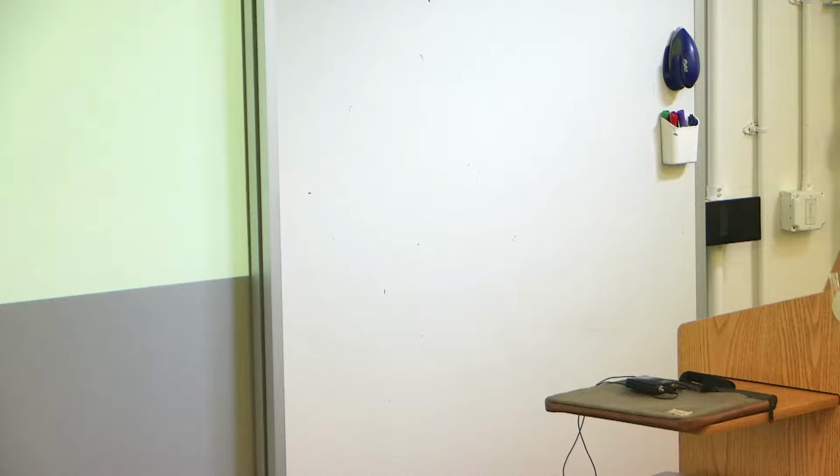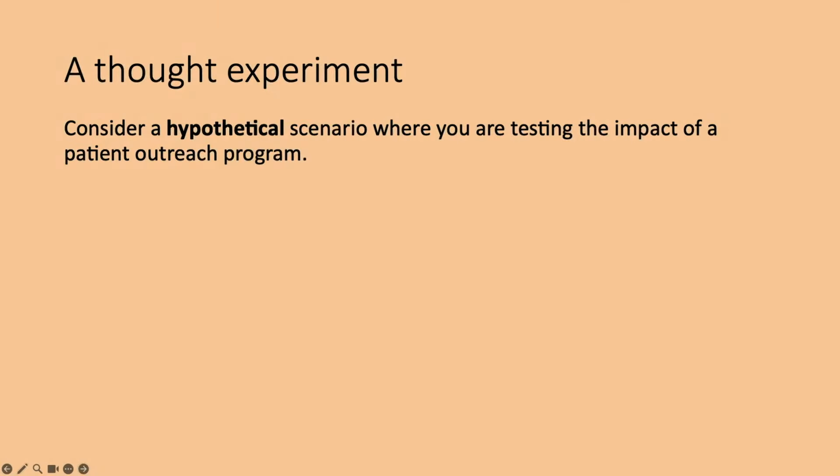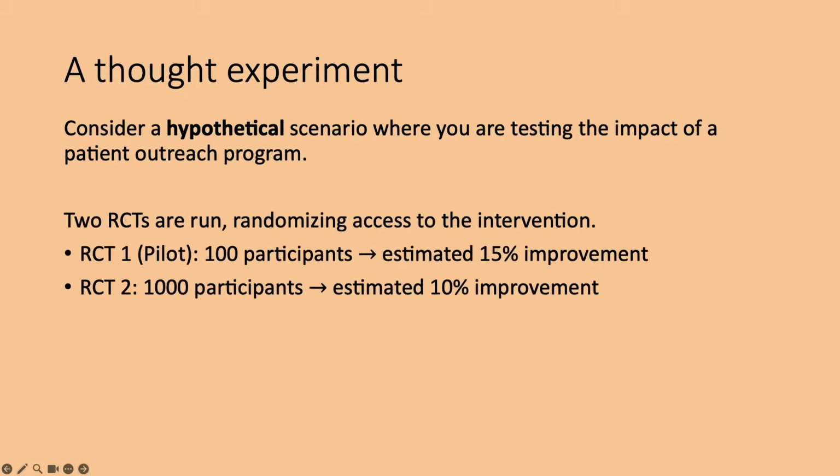Okay, so suppose that you're testing some sort of intervention, maybe some sort of patient outreach program, and consider this hypothetical scenario where you run 2 RCTs. For this patient outreach program, you can think of something that can be algorithmically assisted as well. So maybe you identify who's the most at risk, and then you reach out to those people. As is standard practice, usually you run a very small pilot study, and if that's promising, then you run a larger study.